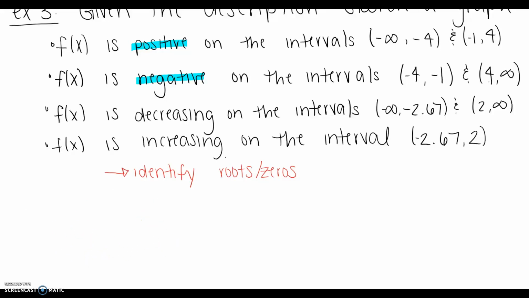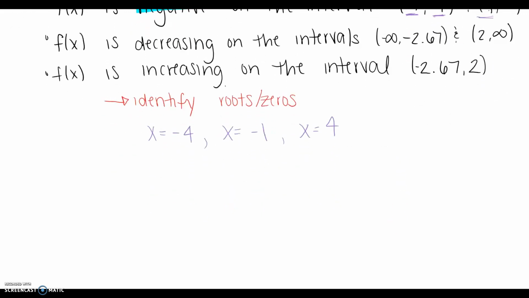So we can conclude our roots and zeros are going to be x equals negative 4 from here, x equals negative 1, and x equals positive 4. Another way to conclude it is just from the negative. So again, we've got negative 4, negative 1, and 4. So that's when it goes through the axis.